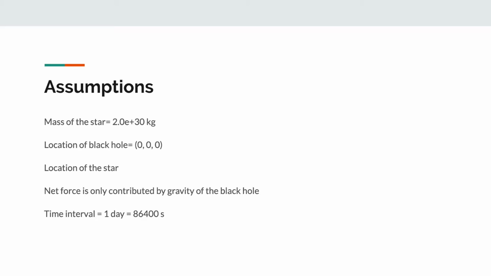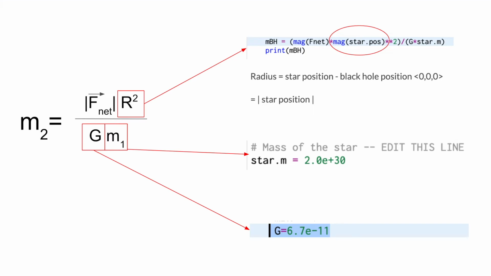We are also given that the net force acting on the planet by the black hole is contributed solely due to gravity. Finally, we know that the duration of the observation is one Earth day, or 86,400 seconds. Rearranging Newton's law of gravitation, we are given the equation that we will use to deduce the mass of the black hole. In other words, the mass of the black hole is equal to the net force times the radius squared over the G constant times the mass of the star.